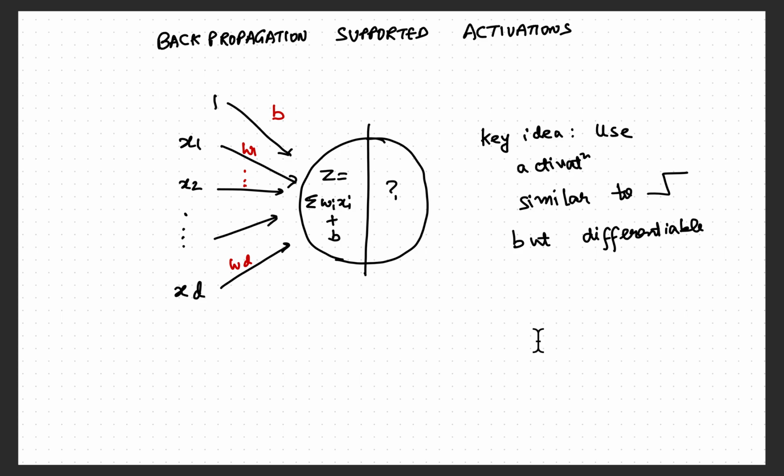Now, let's go back and watch another video. So thus far we have seen that perceptrons are limited. They cannot learn anything with non-linear decision boundaries.